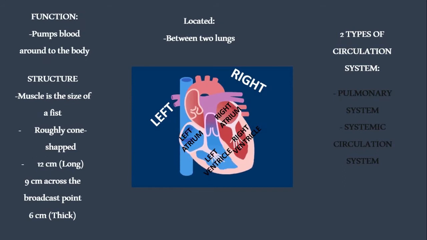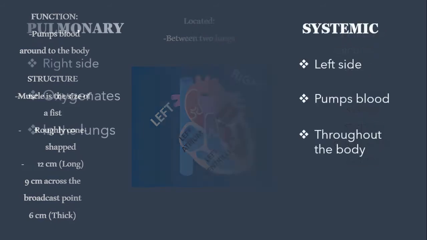It is located between two lungs, and the structure of the heart is a muscle the size of a fist and roughly cone-shaped. The heart has two sides, which is left side and right side. It has four chambers. The left and right side have two chambers, a top and a bottom chamber. The top chambers are known as the right and left atrium. The bottom chambers are known as the left and right ventricles.